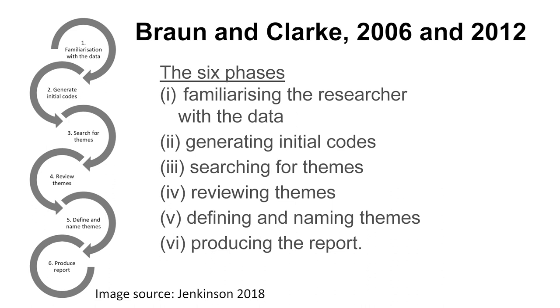Three, searching for themes. Researchers group related codes together to form potential themes. This process involves reviewing and organizing codes to identify overarching patterns and connections. Four, reviewing the themes. Researchers examine the generated themes, ensuring they reflect the dataset accurately. Themes are refined and adjusted, and their boundaries are clarified to create coherent and distinct patterns.